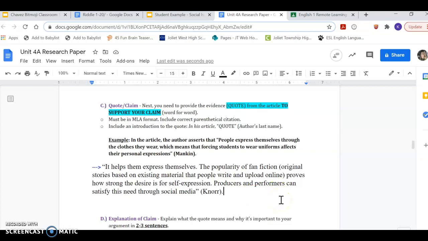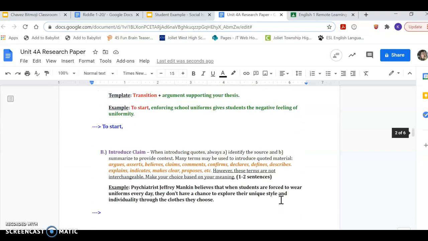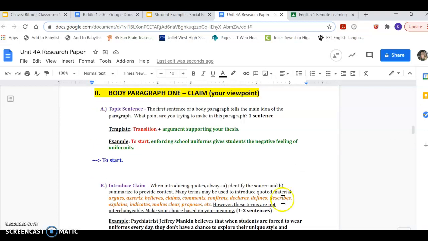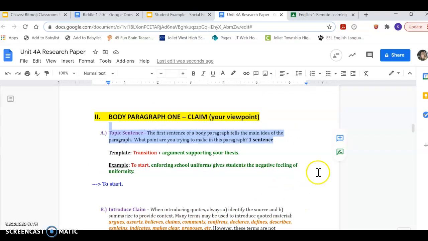Now that you have your quote, we are circling back, so scroll up to letter A, your topic sentence. This is the very first sentence of your body paragraph, and it tells you the main idea of your paragraph, so what you're trying to prove. And like the title says, it's only one sentence. We give you a template and an example. So you're starting with a transitional phrase followed by your argument.